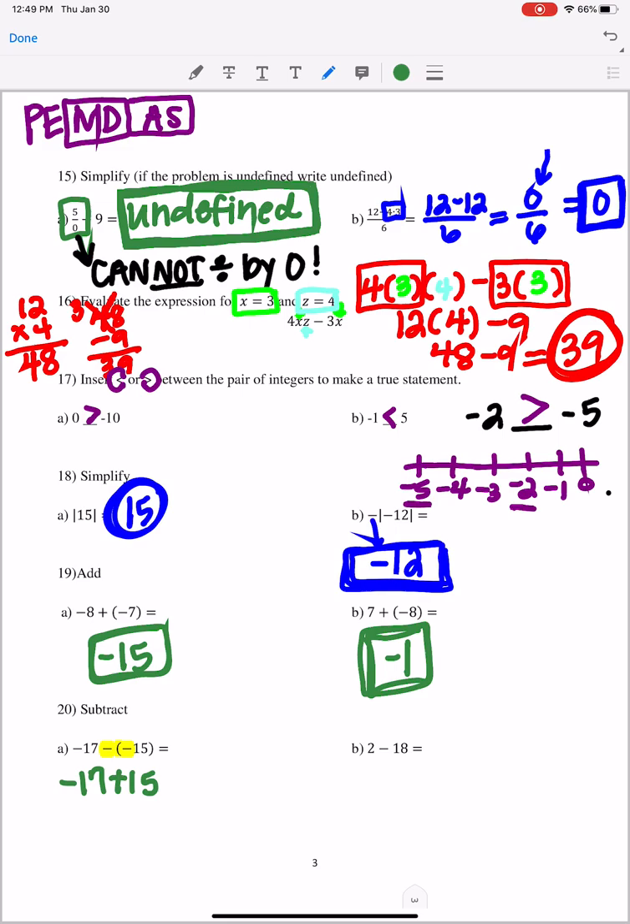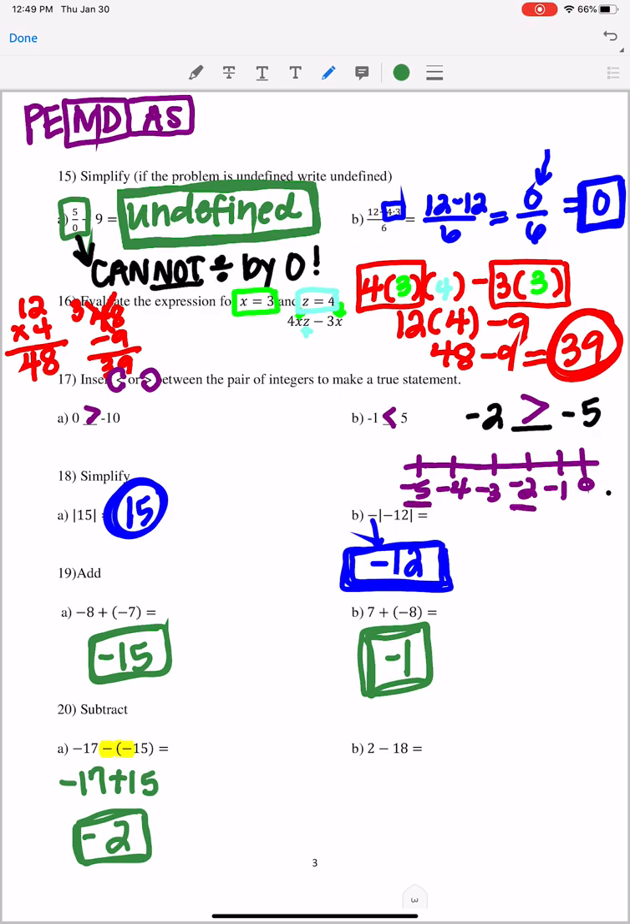So now use your same rules, same sign or different signs. Different. You've got a negative and a positive, so subtract. 17 minus 15 is 2. Keep the sign of the bigger number. My bigger number is 17. And it is negative, and so is my answer.